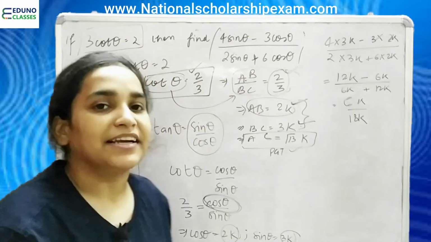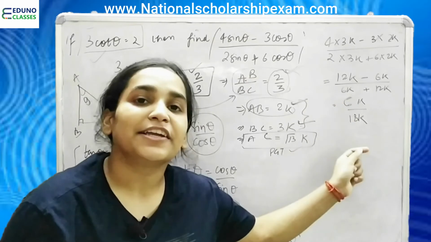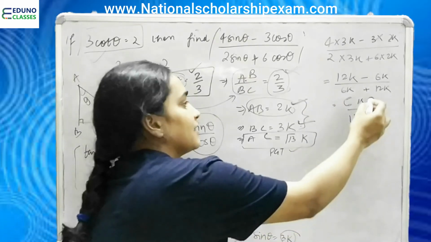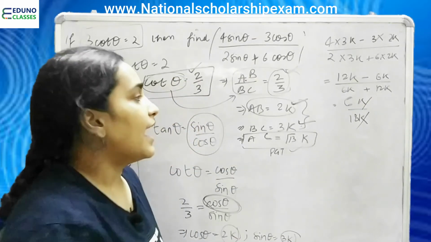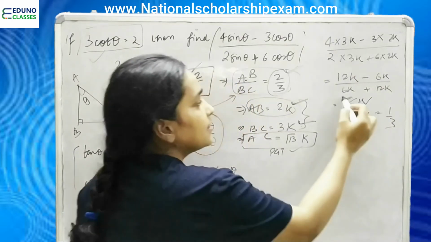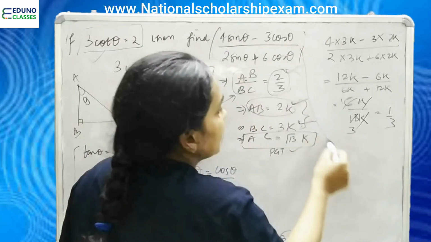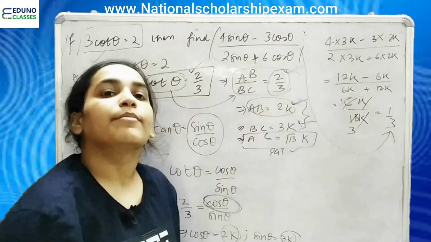What is being cancelled here? First of all, tell what is being cancelled here. K. And then 1 by 3 is the answer. So, this turned out to be equal to 1 by 3.